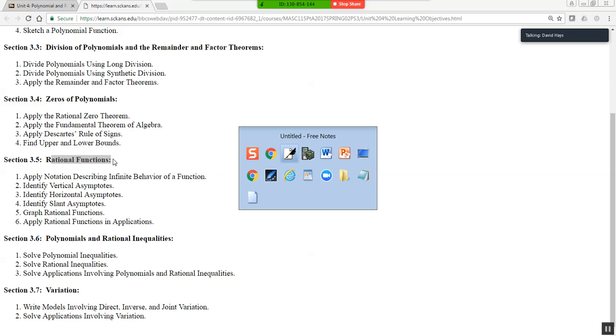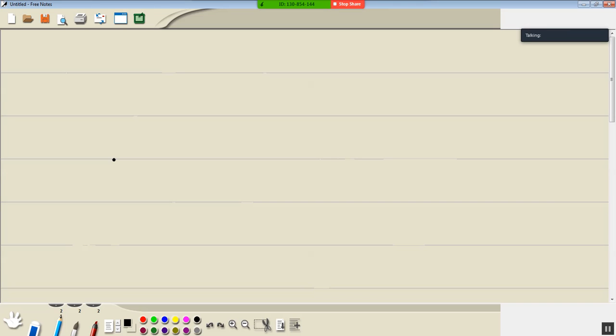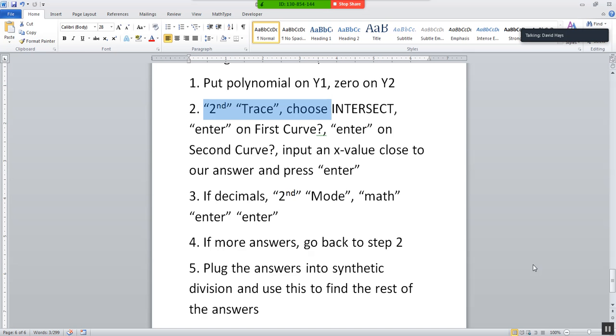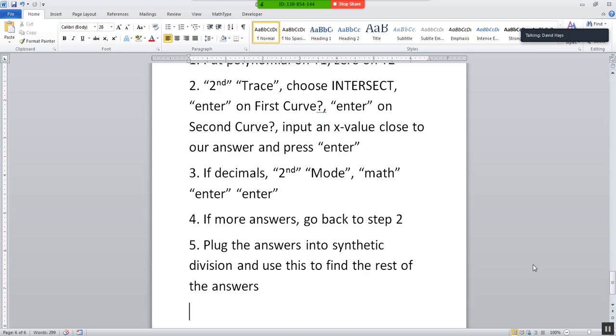Okay, rational functions. Let's say I have f of x is equal to 2x over x squared minus 5x plus 6, and they ask us to find something called a vertical asymptote. Now for our vertical asymptote. An asymptote is an invisible line your graph will skim at some point. We'll talk more about that.